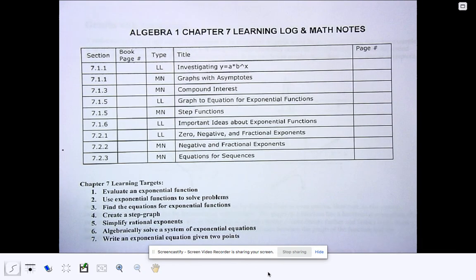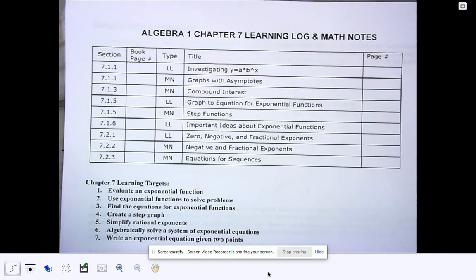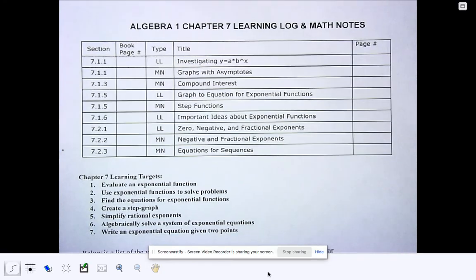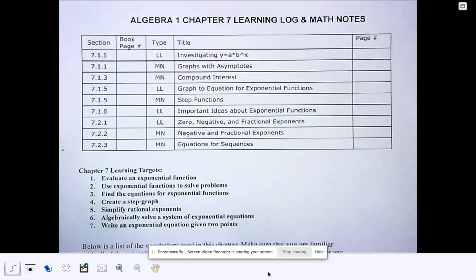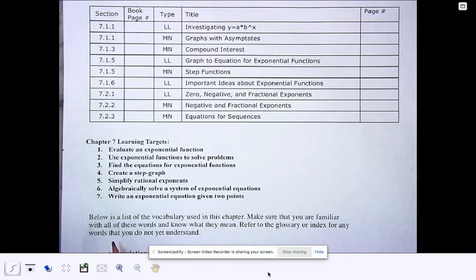Okay, so let's update your Chapter 7 learning log. You're going to first take this page and put it in your learning log. Let's go ahead and take a look at the different learning targets. By the end of this chapter, you should be through these 7 steps.